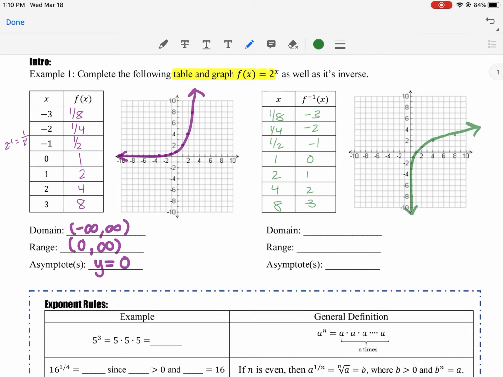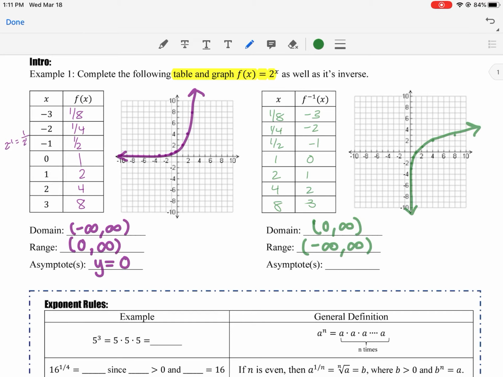It does have a relationship with the graph on the left. Since we know it is an inverse, the domain and range should flip-flop. So the new domain is now 0 to infinity, which was the range of our exponential graph. And the new range is negative infinity to infinity. If you need some convincing, take a look at the graph.